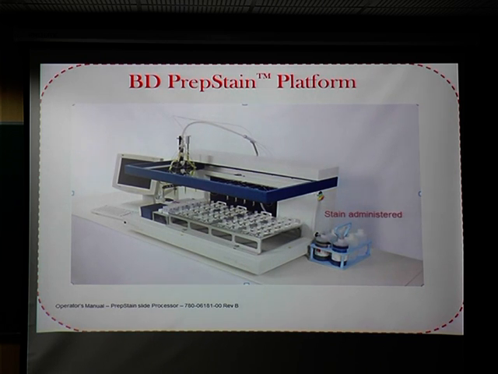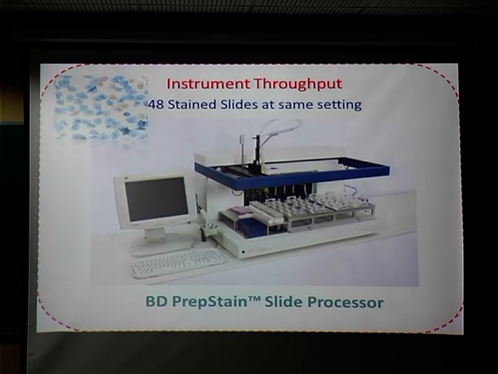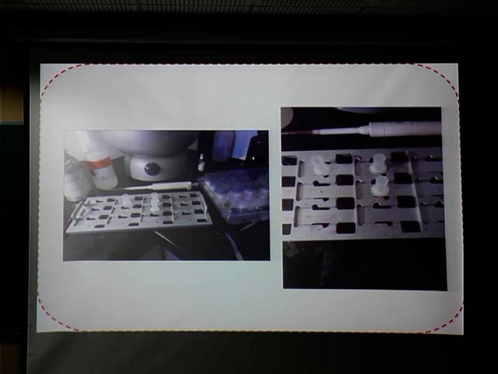After that the stain is also automatically administered, the slides are stained and coverslipping is done, and they are ready for interpretation. Now as I told you, it's a big station, it's a costly machine but worth it, and you can process around 48 slides or 48 samples in one setting.